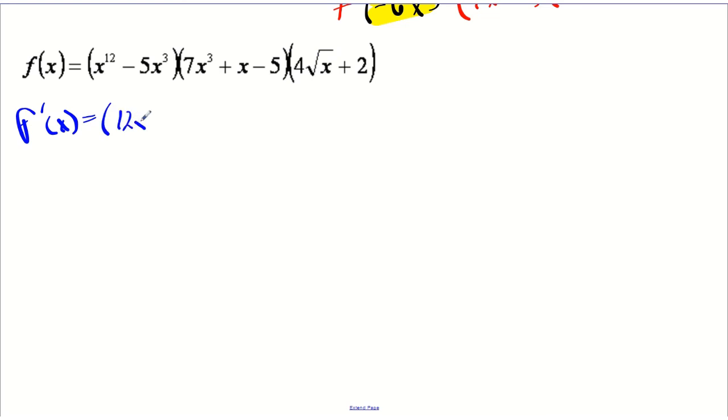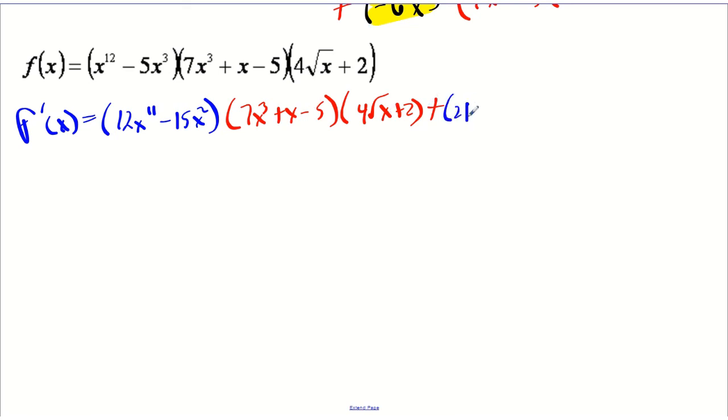Derivative of the first, 12x to the 11th minus 15x squared. I'll color code again. Multiply that by the other two. 7x cubed plus x minus 5, 4 radical x plus 2. There's derivative of the first multiplied by the second and the third. Plus derivative of the second, which would be 21x squared plus 1. Multiply that by your other two factors. So your first, x to the 12 minus 5x cubed, and your third one, 4 radical x plus 2.